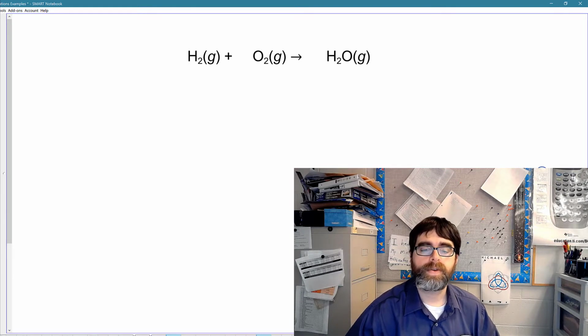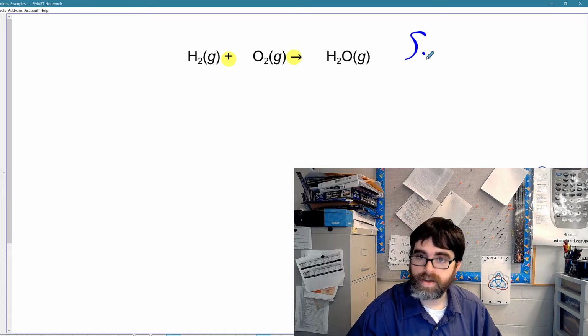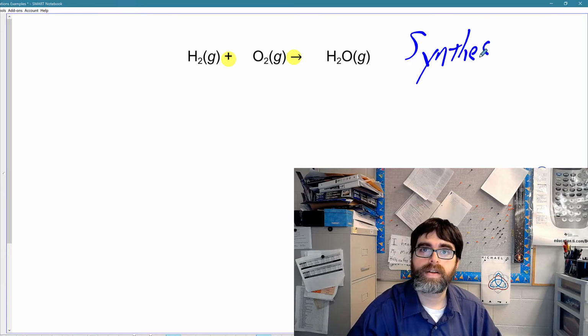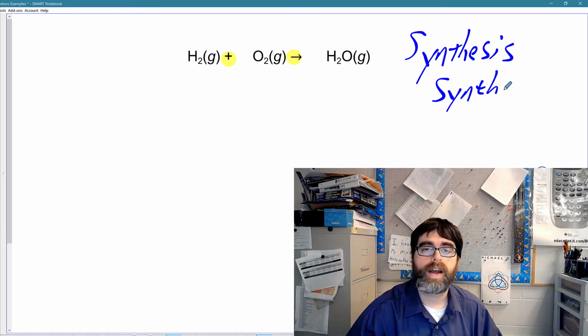The first thing here is on this particular reaction, I see that we have a plus sign on the reactant side and no signs over here on the product side. And that tells me that this is a synthesis reaction. Although you can abbreviate it however you'd like, as long as I can tell it apart from the others. I recommend synth like I just did there.